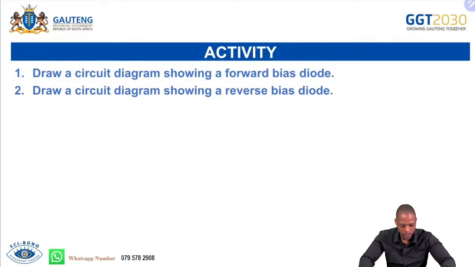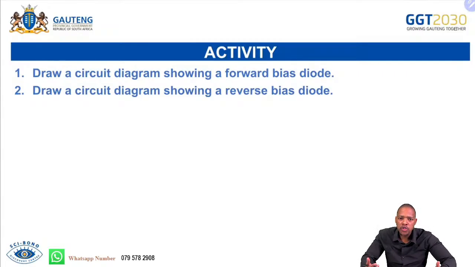Right, welcome back, grade 12. I hope you've tried our activity and I hope you are getting it right. So, I'm trying to help you draw a circuit diagram here showing a forward bias diode. And then the second question was to draw a circuit diagram showing a reverse bias diode.